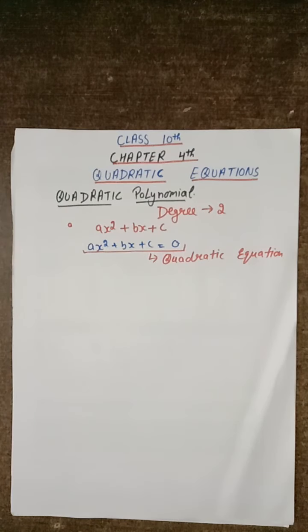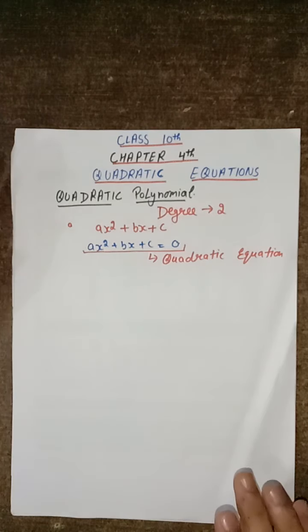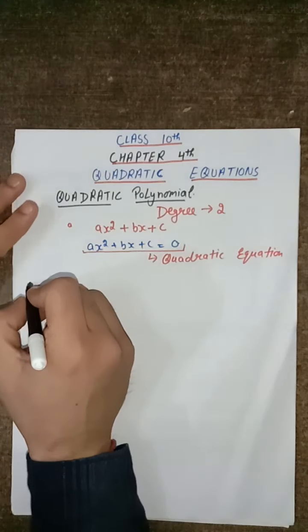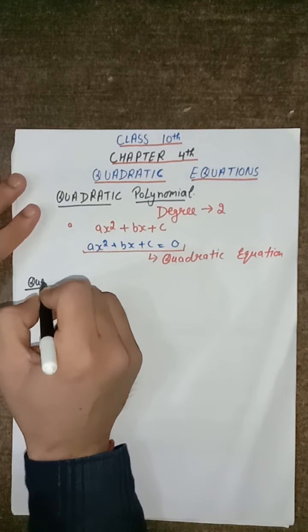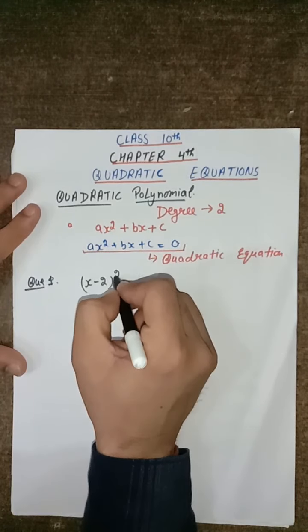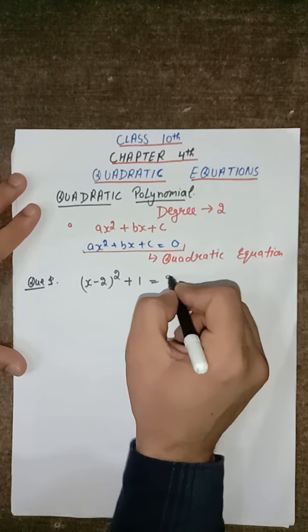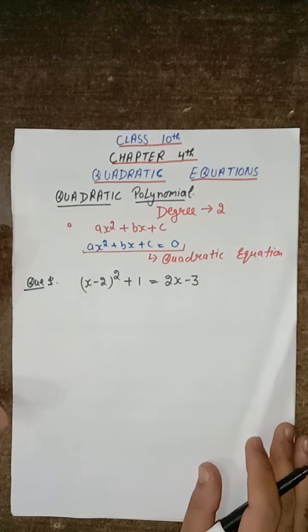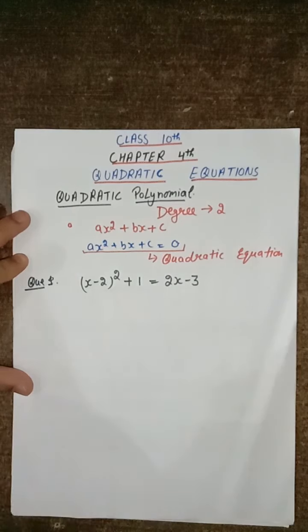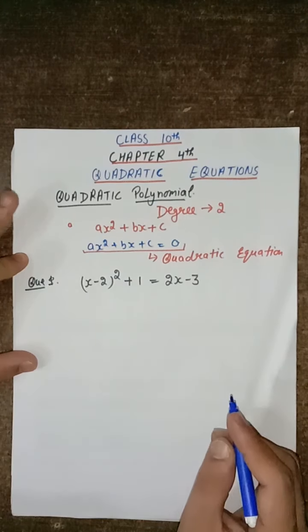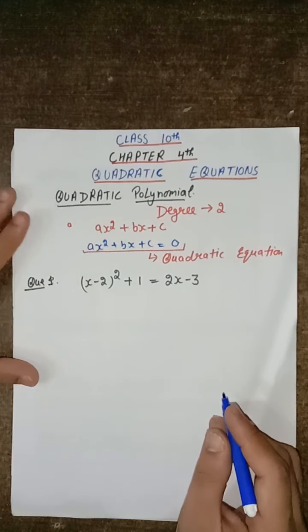Now in the first exercise, the first question is: check whether the following are quadratic equations or not. So my first sum is (x minus 2) whole squared plus 1 equals 2x minus 3. We have to check whether this is a quadratic equation or not. If the degree is 2, then it will be a quadratic equation.